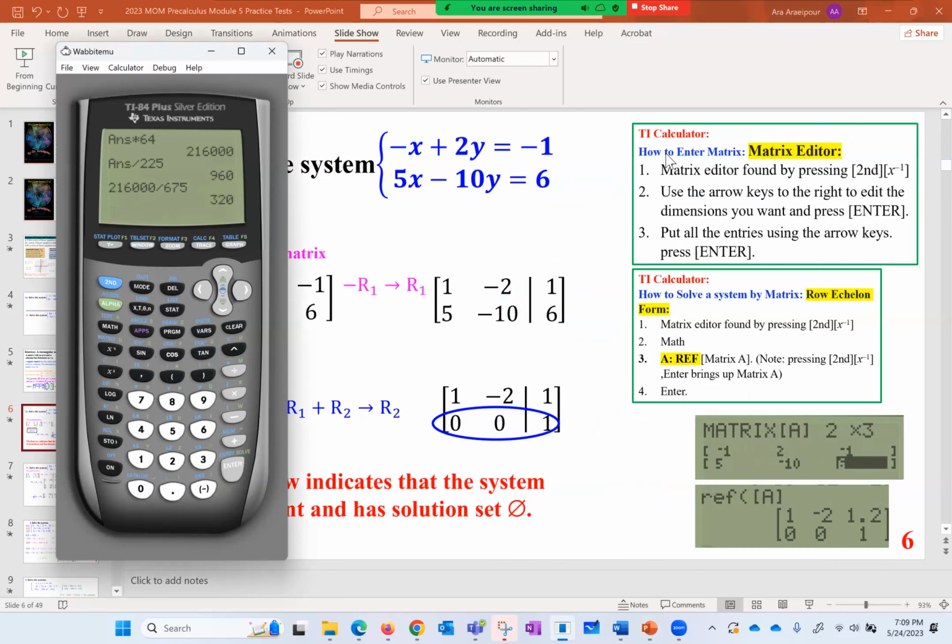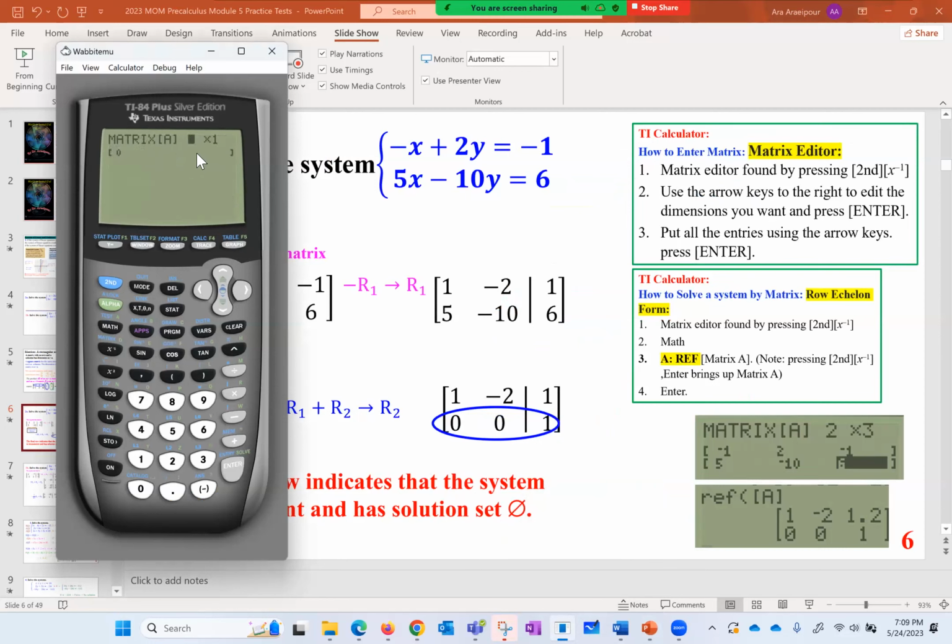The idea is, it says how to enter a matrix. Matrix entry is found by pressing second and x to the power of -1. And look, we have the names A, B, C, D, we have the math, we have the edit. So you go to the right and you click edit. Now it's editing the first one and that's good enough. Let's work on the first one.